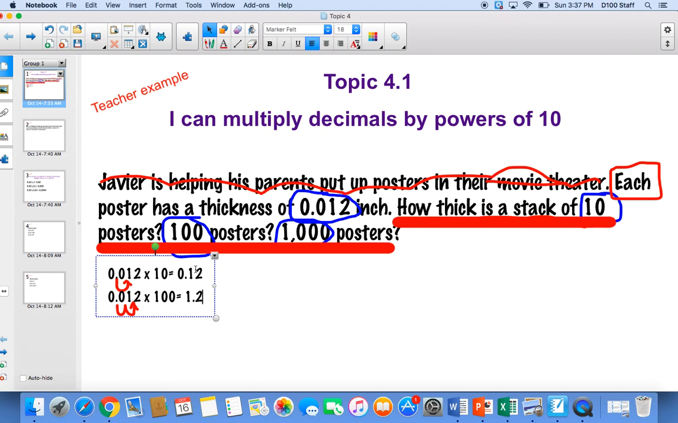Can you see that my numbers are getting bigger when I multiply by 10 or 100? If I'm multiplying by those numbers, I need to move my decimal to the right, which makes my number bigger. So that's important to know for later on. All right, last but not least, we're going to find out the thickness of 1,000 posters.